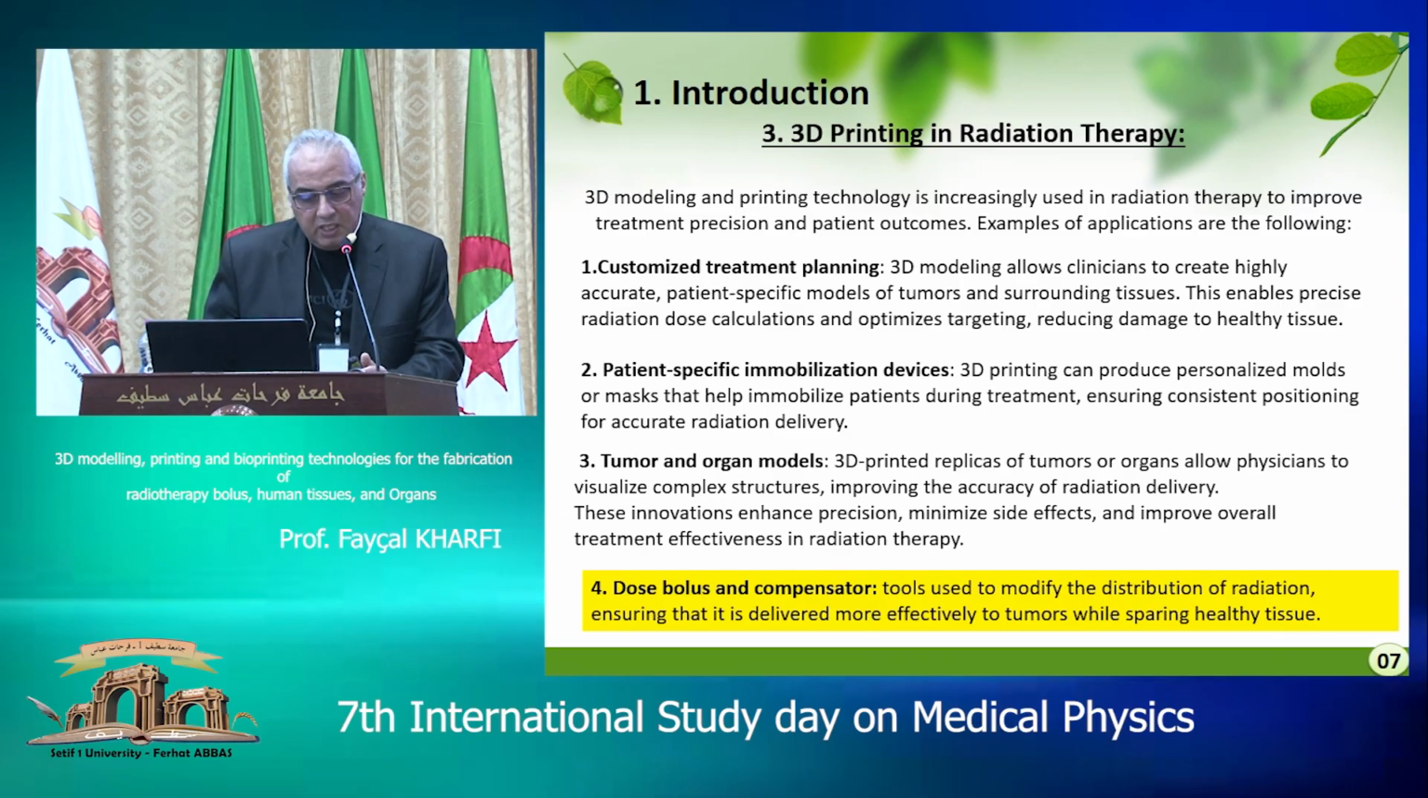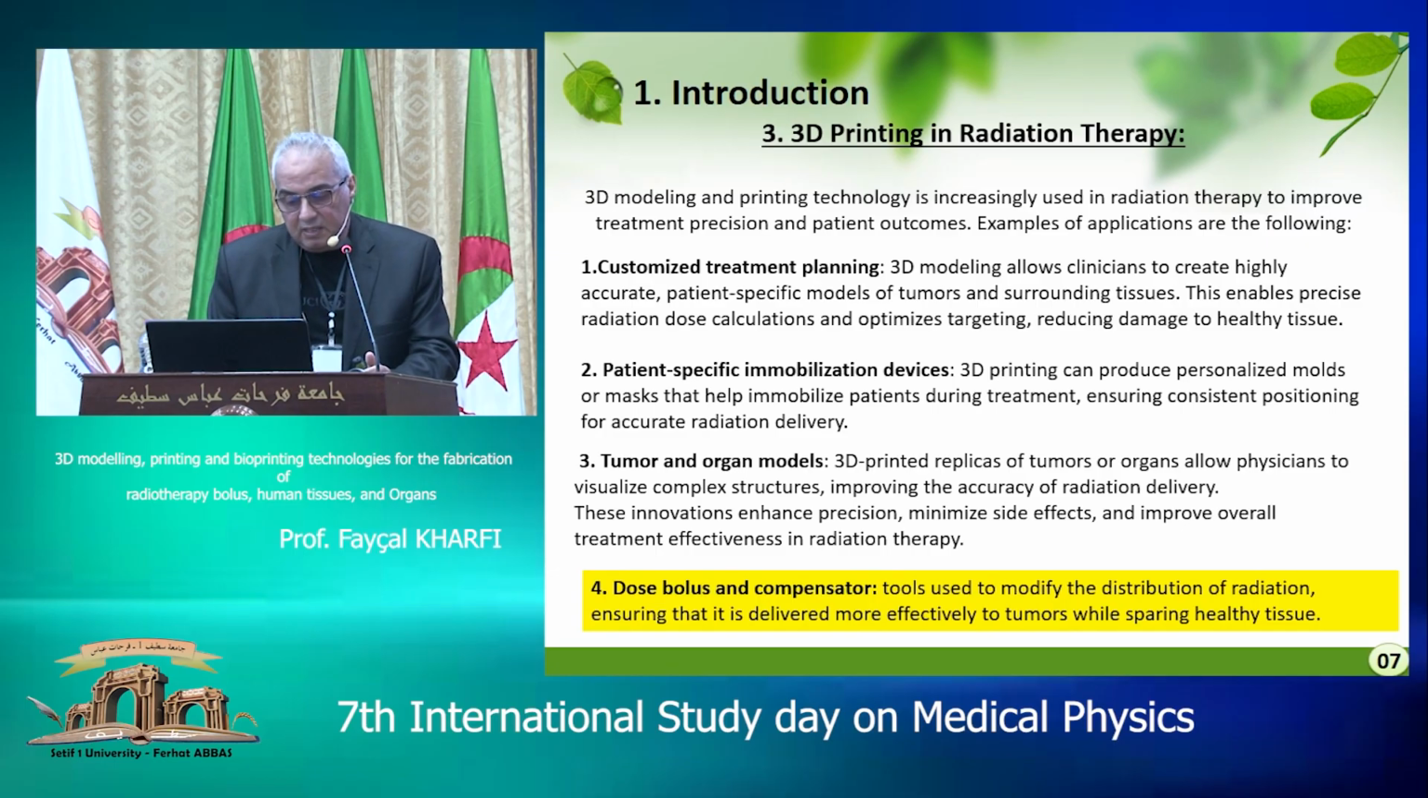The second application is patient-specific immobilizing devices, the fabrication of devices that are useful for the immobilization of the patient. 3D printing can produce personalized molds and masks that help immobilize the patient during treatment, ensuring consistent positioning for accurate radiation delivery. The third application is tumor and organ models.